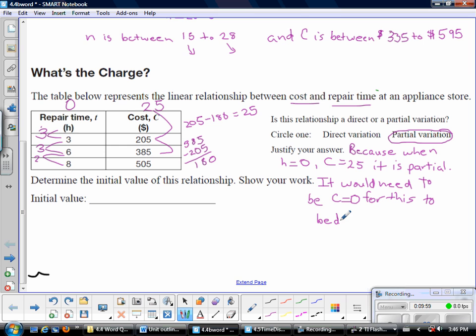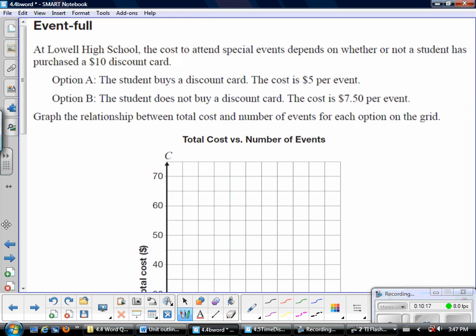Okay, so there's no doubt in their mind that you know the difference between direct and partial variations given a table of values. Next says determine the initial value. Well, we actually did it. It's 25. Show your work. That's our work there. Okay, so that question's actually done. Okay, next one.